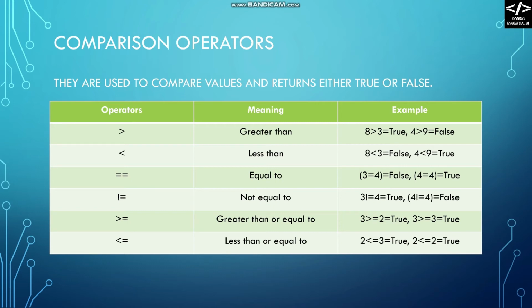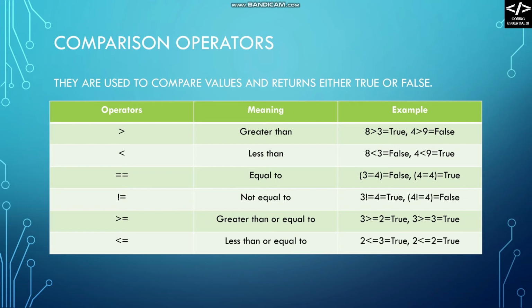Then comes the equal to operator. In coding, you cannot use only a single equal sign for comparison. You need to write double equal to. So for example, okay, there's a mistake in my PPT. 3 double equal 4 and 4 double equal 4, not just single equal to, double equal to. I'm sorry for the mistake. So 3 equal equal 4 will give you false, and 4 equal equal 4 will give you true.